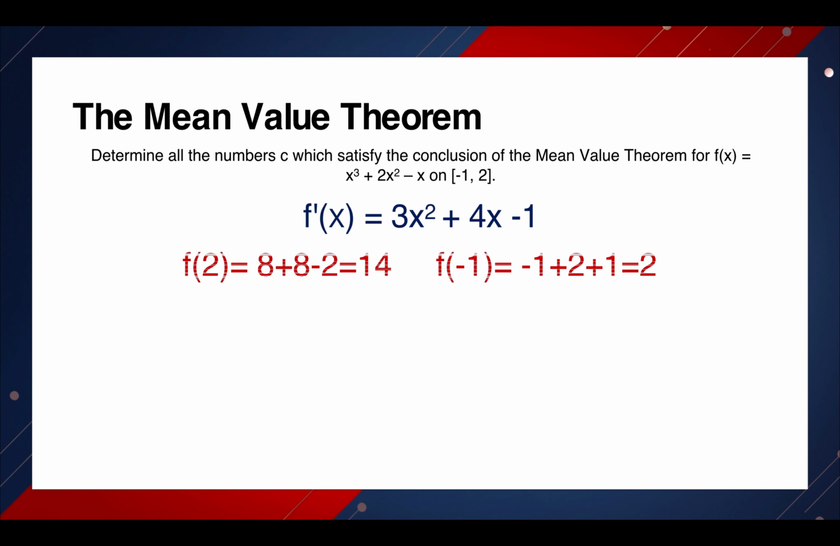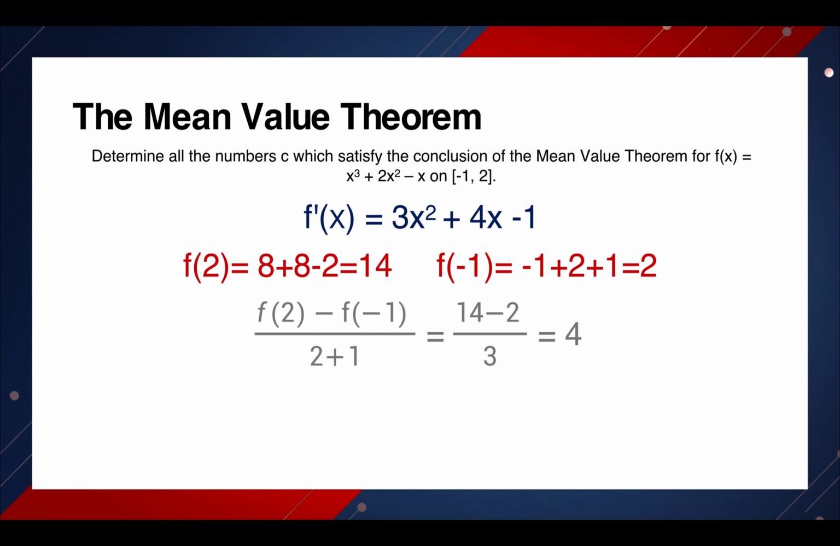and f(negative 1). First, we know that the derivative of the function is equal to 3x squared plus 4x minus 1, and the value of f(2) is equal to 14, and the value of f(negative 1) is equal to 2. By plugging the values of f(2) and f(negative 1) into the mean value theorem, we know that (f(2) minus f(negative 1)) over (2 plus 1) is equal to 4. And then using the value 4 and the derivative of the function that we just got, we get the equation 3x squared plus 4x minus 1 is equal to 4.